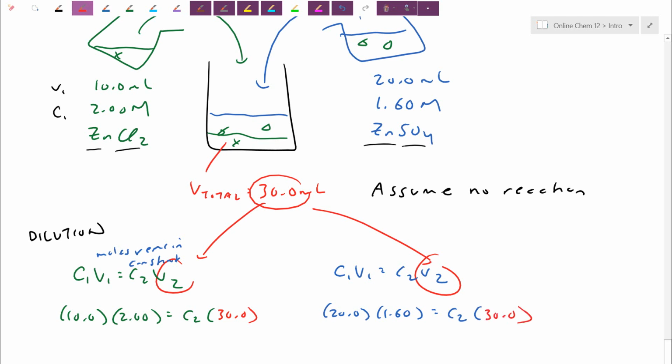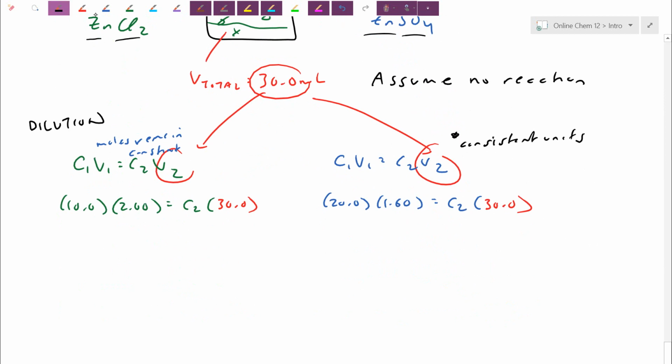Realistically, I really should be converting these milliliters into liters, but because we're just setting up a ratio, as long as our units are consistent, the same units on the left side and right side, we're still fine. Basically, we just end up with this sort of volume ratio here. I started already in 10. After you mix in an extra 20, now we're 30. You'll notice my volume ratio before and after is a third. The concentration of 2 is going to be basically multiplied by a third.